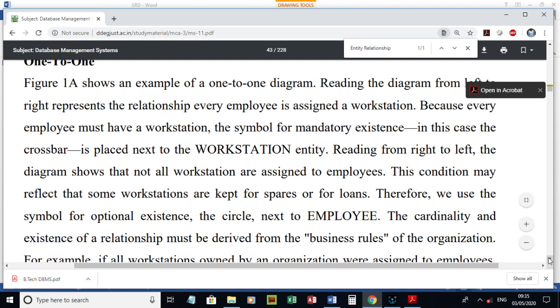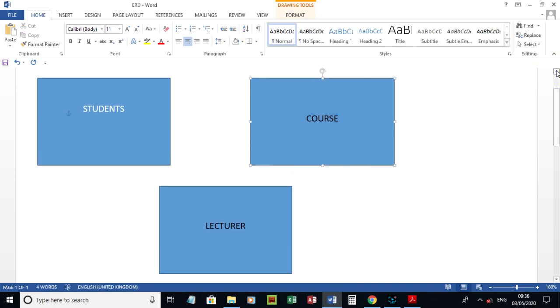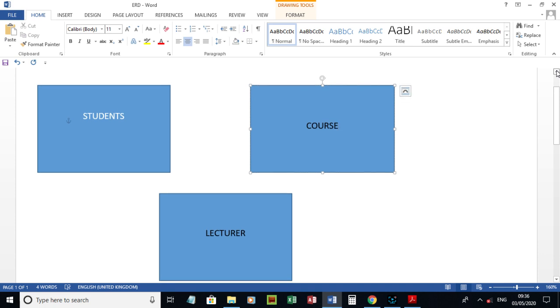All right, so all these things are business rules and they must be translated into the program. So let's move on to this. What can we say here? We have the concept of a one-to-one relationship, a one-to-many relationship, and a many-to-many relationship. So we are coming back to the student and course relationship.